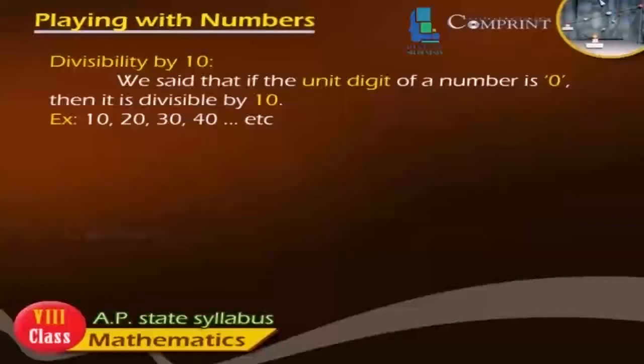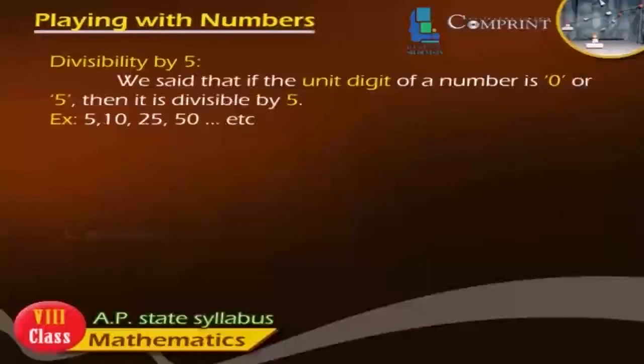Divisibility by 10. We said that if the unit digit of a number is 0, then it is divisible by 10. Example, 10, 20, 30, 40, and so on. Divisibility by 5. We said that if the unit digit of a number is 0 or 5, then it is divisible by 5. Example, 5, 10, 25, 50 and so on.